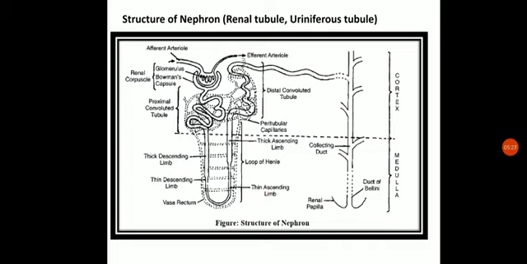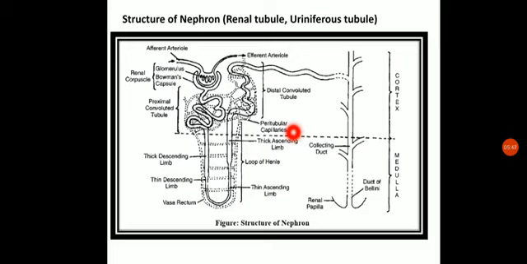Juxtamedullary nephrons become active during shortage of water. So their main function is reabsorption of water, and hence they increase water reabsorption and control the volume of plasma. You can write it down. What is the main function? The main function is to reabsorb water.